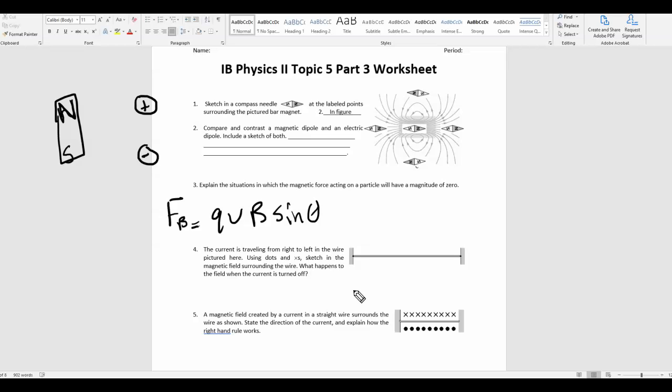Now, to use dots and X's to sketch in the magnetic field surrounding the wire, this is where right-hand rule number 2 comes in. So if the current is going from right to left, you hold your right hand out, you put your thumb in the direction of the current, that is, pointing to the left, and then your fingers, if you imagine grabbing a wire, on the top of the wire, your fingers are going away from you, and if you keep wrapping your hand around the wire, eventually they'll come out towards you on the other side of the wire, on the bottom of the wire.